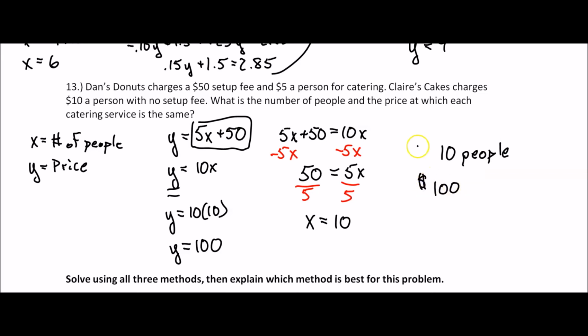Okay, and when you think about it, Dan's Donuts costs more if I have less than 10 people because of that $50 setup fee. Then after 10 people, Dan's Donuts will be cheaper. Okay, and this is the kind of thing we use in real life all the time when we're comparing two prices. So if I was having 20 people over, well, then I want to go with Dan's Donuts because it's cheaper. And if I'm only doing a small party of maybe like 8 or 9 people, Claire's Cakes is the better deal.